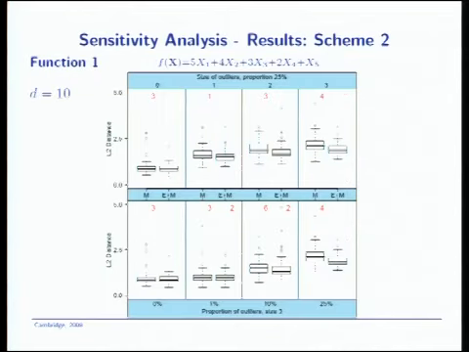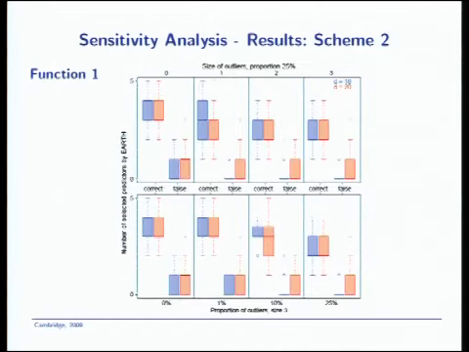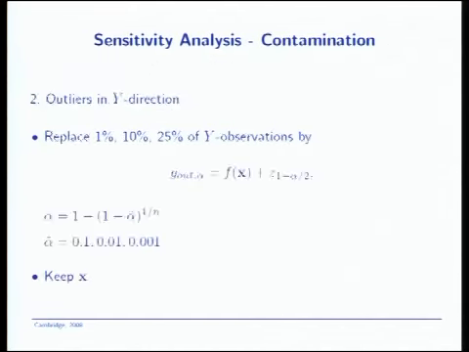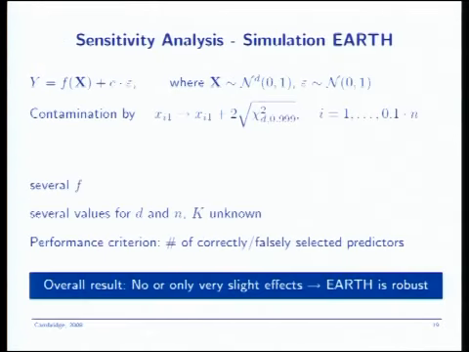Okay, so there are other functions, and this is now the other contamination scheme where you put outliers in the Y direction. I don't want to bore you with too many of these pictures, I just want to have a look. Almost always you get better L2 values. So let me go back now to the last part of my talk.